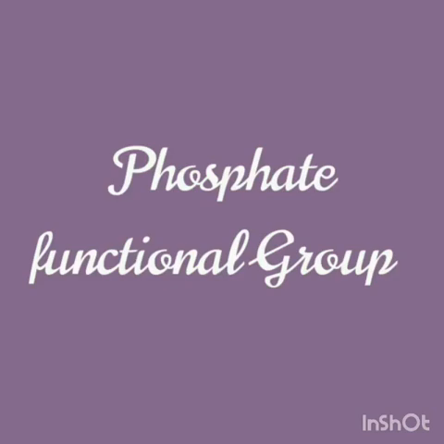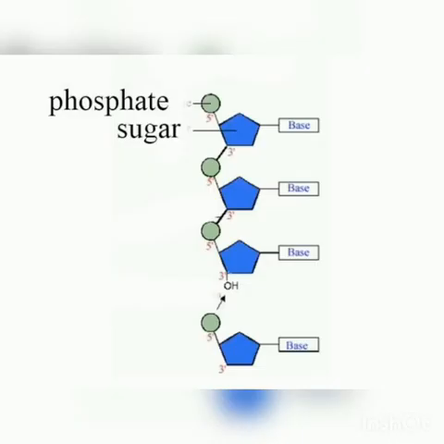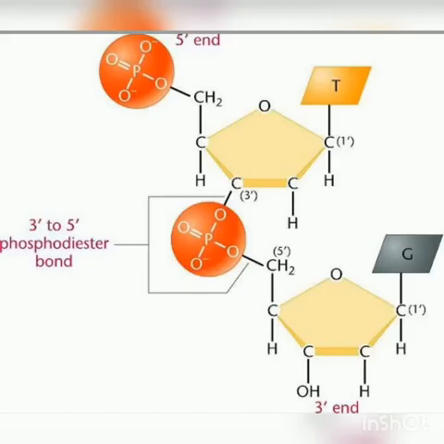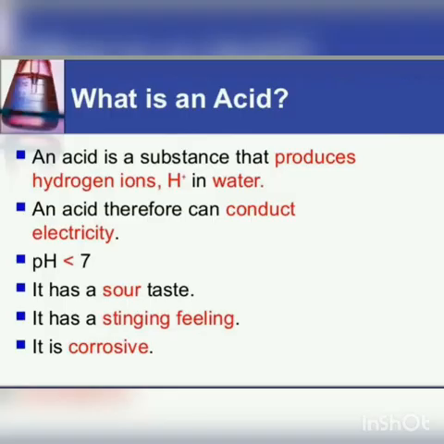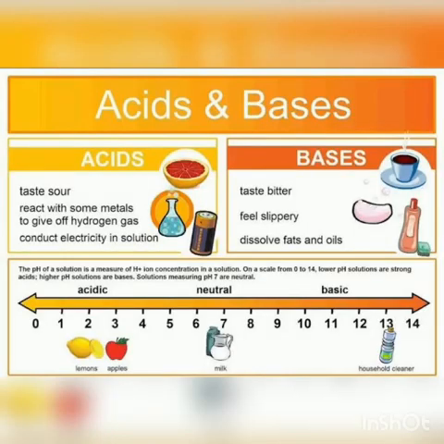Now the phosphate functional group. This phosphate functional group is derived from phosphoric acid, H3PO4, which has 3 active OH groups, of which 2 are involved in strand formation, that means DNA formation. The phosphate functional group gives DNA and RNA the property of an acid. So what is an acid? A substance that releases hydrogen ions. A base is a substance that accepts hydrogen ions, and an acid is a substance that releases hydrogen ions. So at a physiological pH, they act as acids, hence the name nucleic acid.